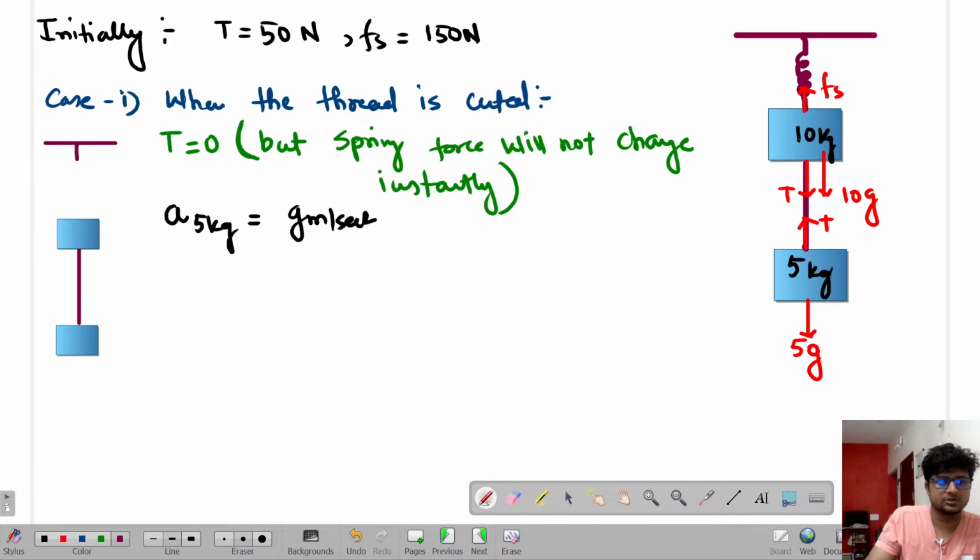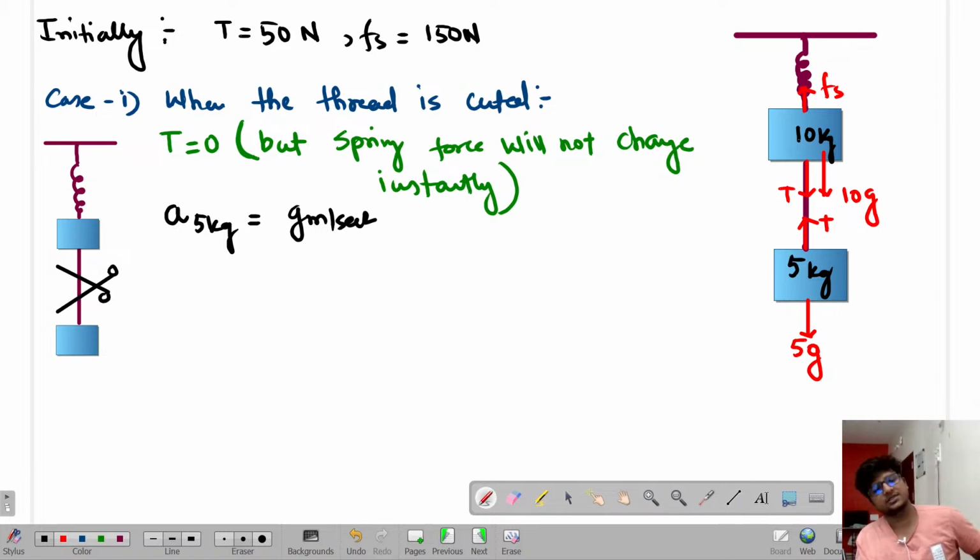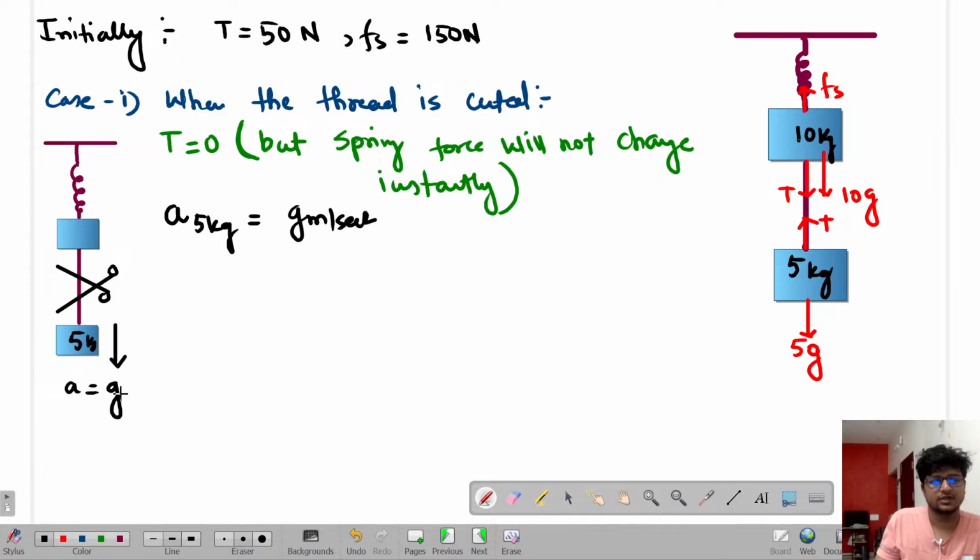If you look into the total picture over here, which force is not going to change instantly? Our spring force. Are you able to get me or not? And as spring force will not change instantly, this 5 kg mass starts to fall with g meter per second square. Then what is the acceleration of the 10 kg? This is 10 kg. So for 10 kg, simple idea, acceleration.